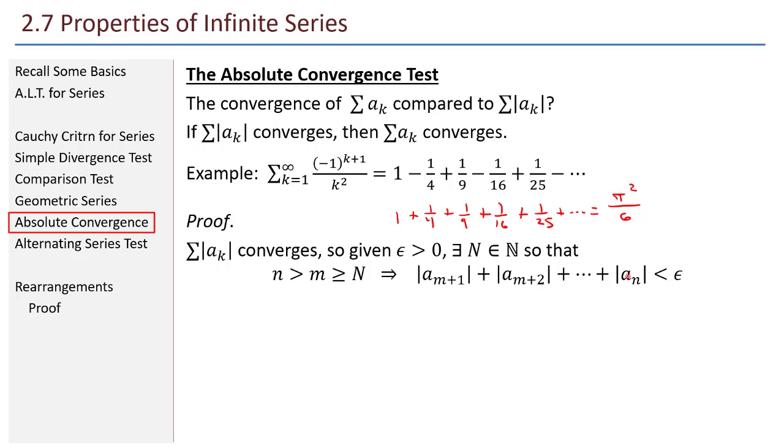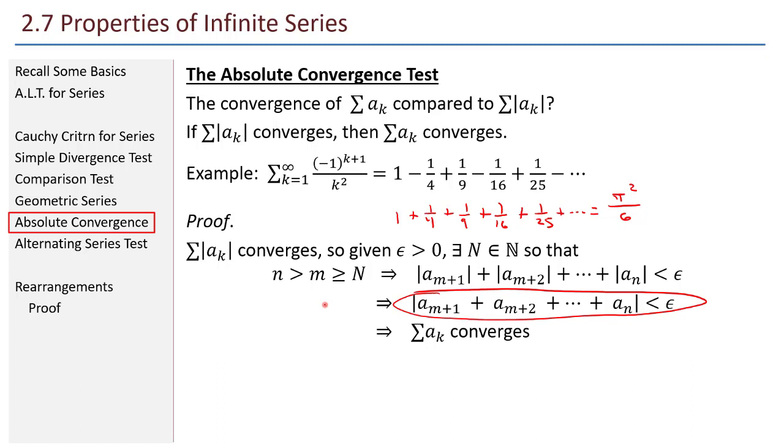And now I can apply the triangle inequality, but I apply it actually backwards a little bit, because if the sum individually is less than epsilon, then I can get something even smaller. By putting the absolute values around everything, the triangle inequality tells me that this second expression is smaller than the one above it. So it too must be less than epsilon. And that is enough to tell me that the original series converges, because that is the Cauchy criterion for a series converging.